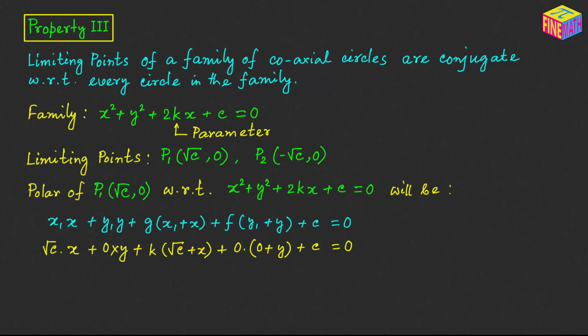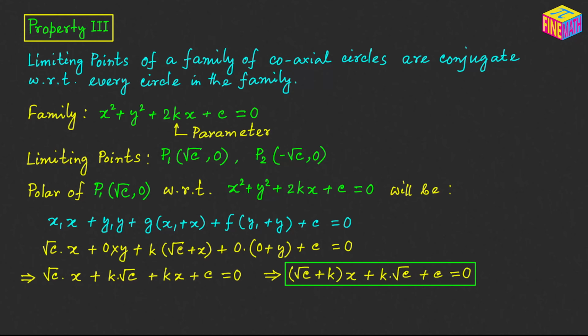And let's simplify that a little bit. It would look like this. And if we bring the x terms together and the constant terms together, our equation will look like this. So this is the equation of the polar of the point p sub 1. Next, we are going to see if this satisfies the coordinates of point p sub 2. If it does, then our property will be proved. So we are going to take the left hand side of this equation, use the coordinates of p sub 2, and see if that quantity becomes 0. Only then can we say that, in fact, this polar also passes through the point p sub 2.